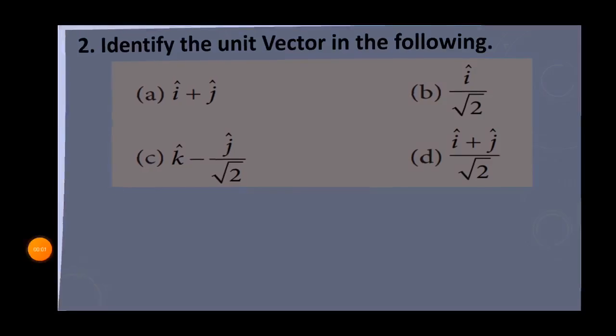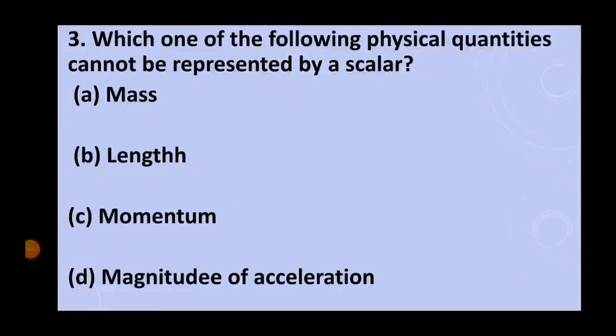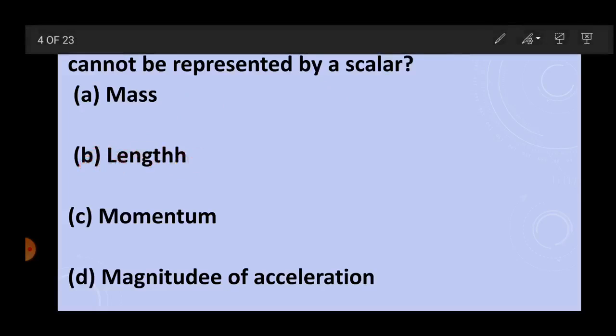And next, the third question. Listen: which one of the following physical quantities cannot be represented by a scalar? Understand student? Which one of the following physical quantities cannot be represented by a scalar? Option A, mass. Mass is a scalar quantity. And option B, length. Length is also a scalar quantity. Are you clear, children? These are directly measured, as you already know. Mass is a scalar and length is also a scalar.